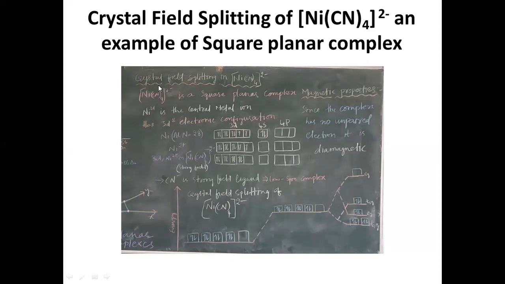So this is our next slide, in which we are able to see the crystal field splitting of Ni(CN)4 2-. This is an example of a square planar complex and how it is splitting. We are taking Ni(CN)4 2- as an example of a square planar complex. Ni(CN)4 2- is a square planar complex. Ni2+ is the central metal ion.